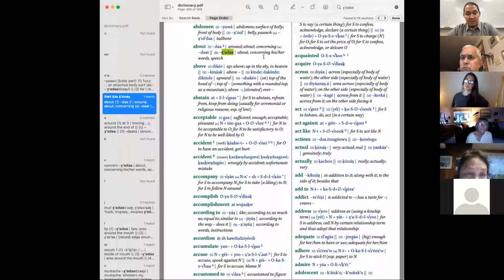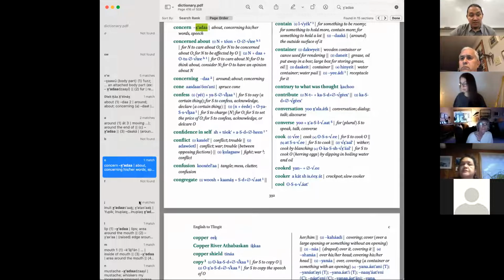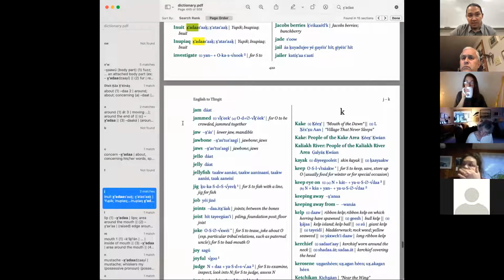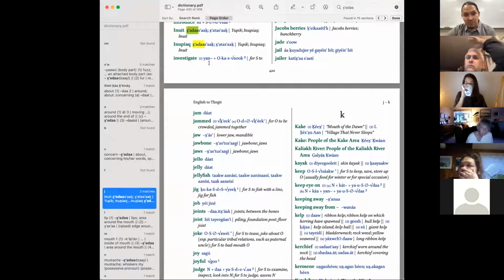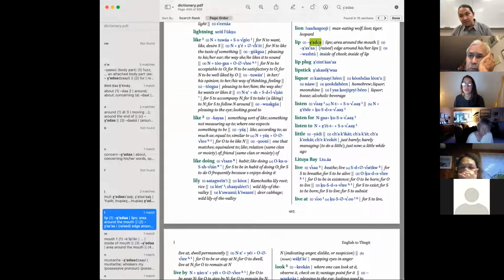Qadda, about, concerning someone's words or speech. It's probably going to be about the same, around the surface of it. I guess I don't have a definition of that one. So, concerning something, ʼéidáx is a word for northern peoples, bones around the mouth. And then qadda is lips, right? Or the area around the mouth. So just looking at that part, that gets us to the verb.